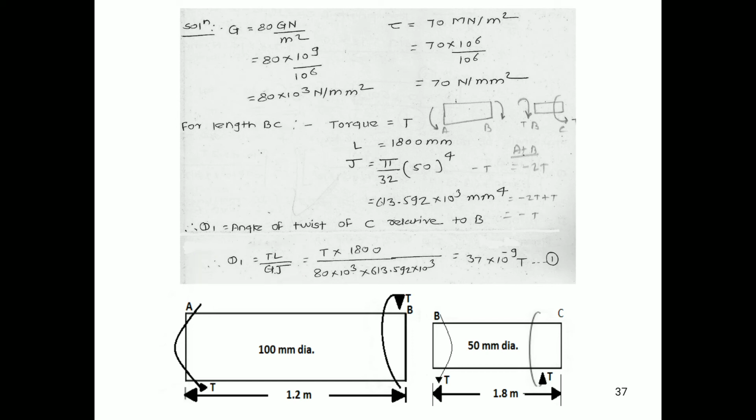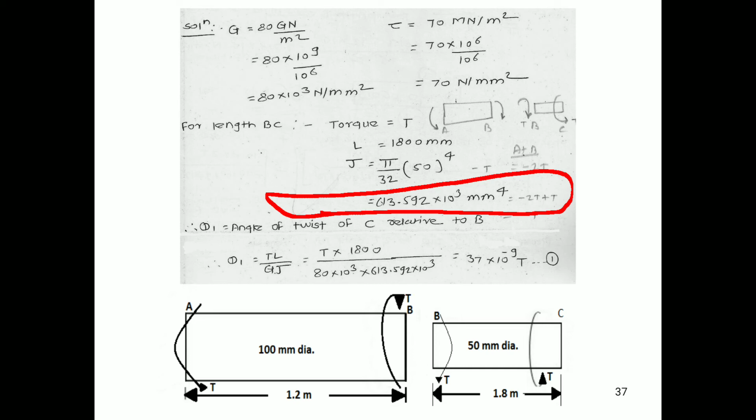The value of T will remain as it is, because it is the value of T from the free body diagram. The value of L is 1800 mm. The value of G, already calculated, is 80 into 10 raised to 3 MPa. The value of J is 613.592 into 10 raised to 3 mm raised to 4. That value we will put into the equation of theta 1.